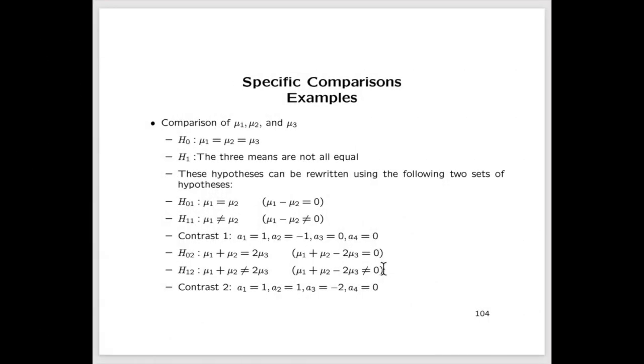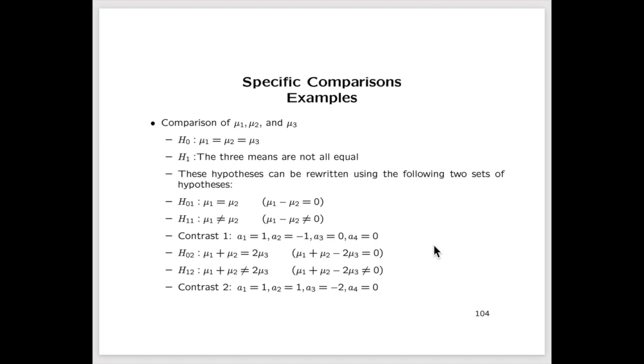Suppose that we want to compare mu1, mu2, and mu3. And so the null hypothesis would be that mu1 equal to mu2 equal to mu3 against the alternative that the three means are not all equal. In other words, at least one of the means is different than the others.